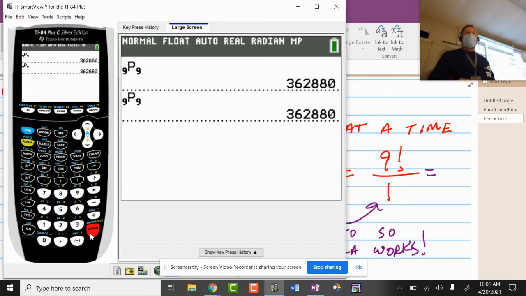Perfectly good calculator. That thing's probably like 20 years old or so, and they still work almost exactly the same as an 84.